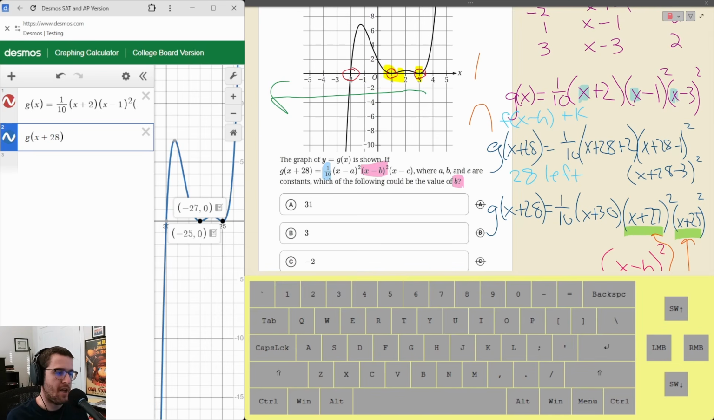I either would have done it in my head, like moving them 28 left if I were low on time. If I wasn't low on time, I would have found the equation in the first one and then just typed in g of x plus 28 and used that to answer it.